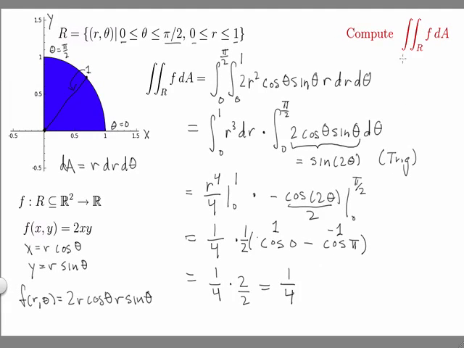Okay, so there we go. We've computed the double integral of our function f of xy equals 2xy dA over this region R, which is a quarter of the unit disk that's in the first quadrant, and what we computed it to be was 1/4.